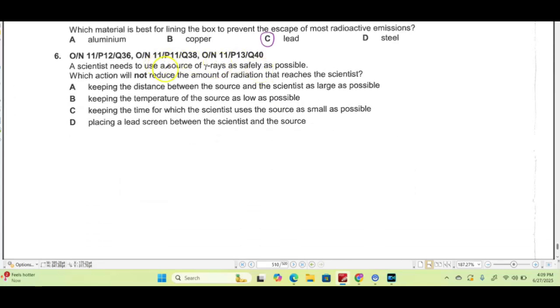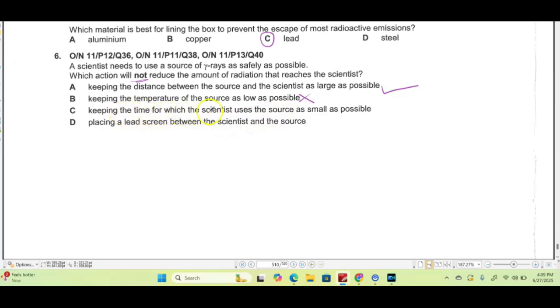Question number 6. A scientist needs to use a source of gamma rays as safely as possible. Which action will not reduce the amount of radiation that reaches the scientist? Keeping the distance between the source and the scientist as large as possible. So yes, this will help reduce the amount of radiation that reaches the scientist. Keeping the temperature of the source as low as possible. Temperature has nothing to do with radioactive decay.